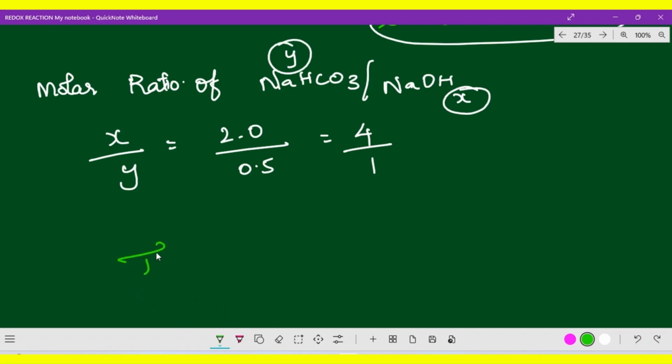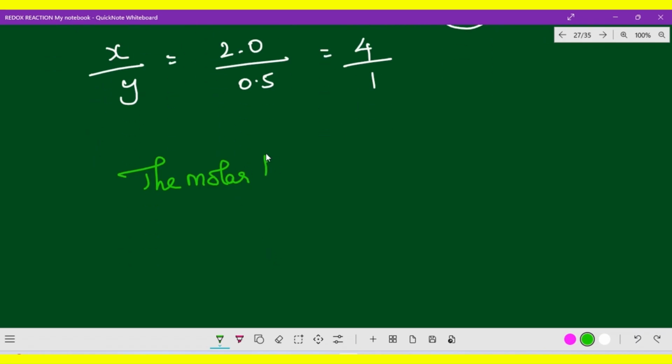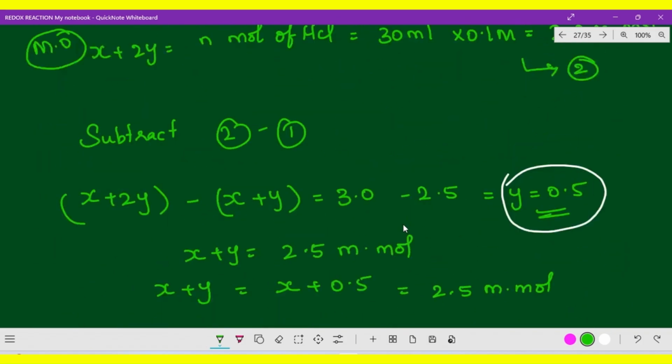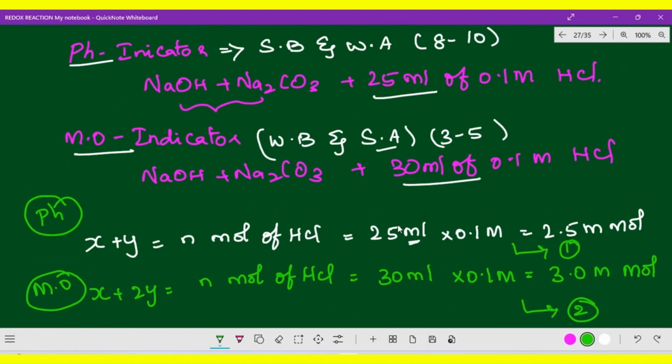So the molar ratio of NaOH to Na2CO3, that is actually a mixture. These both are a mixture now. This is actually 4:1. So let us check the value here. What is the answer? I hope you got that clarity. How do we find that?